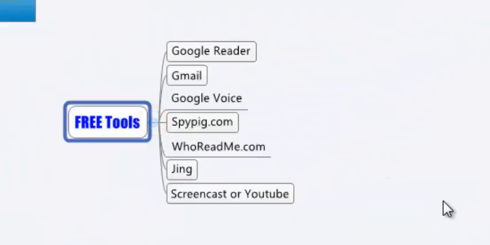But the other thing is there are some free tools. The free tools that you're going to make use of in this course, anyway, for what I'm going to discuss are Gmail, Google Voice, and either SpyPig or WhoReadMe.com. I really like WhoReadMe.com. Those two tools will allow you to see who's opened your email. WhoReadMe.com, though, allows you a little bit more detail, like how long they were looking at it. SpyPig will tell you how many times it was opened, but WhoReadMe is just a little bit more insightful.